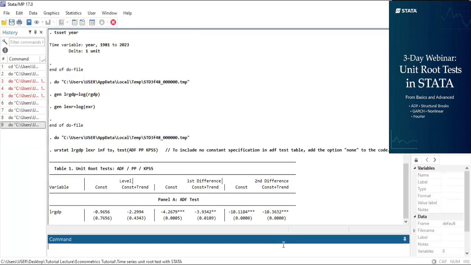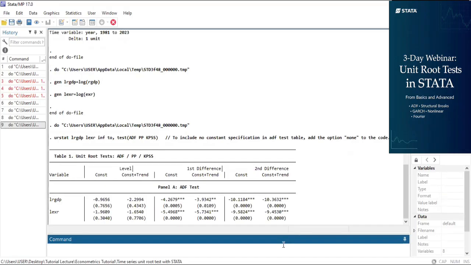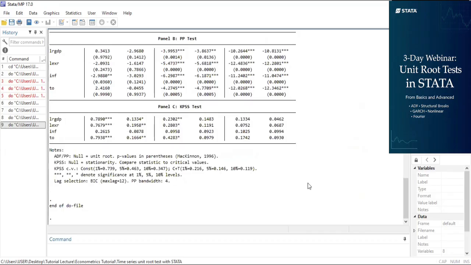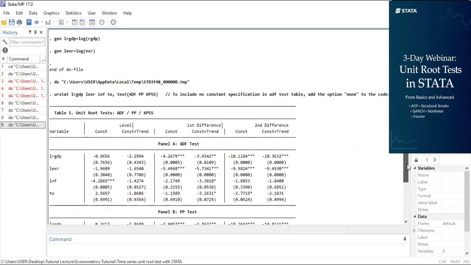We have to wait because it will take a few minutes. Can you see? You can see we have the test here.